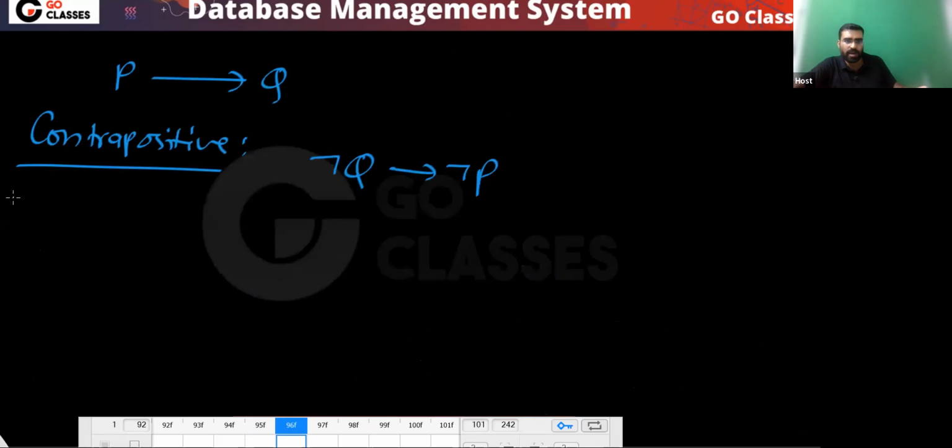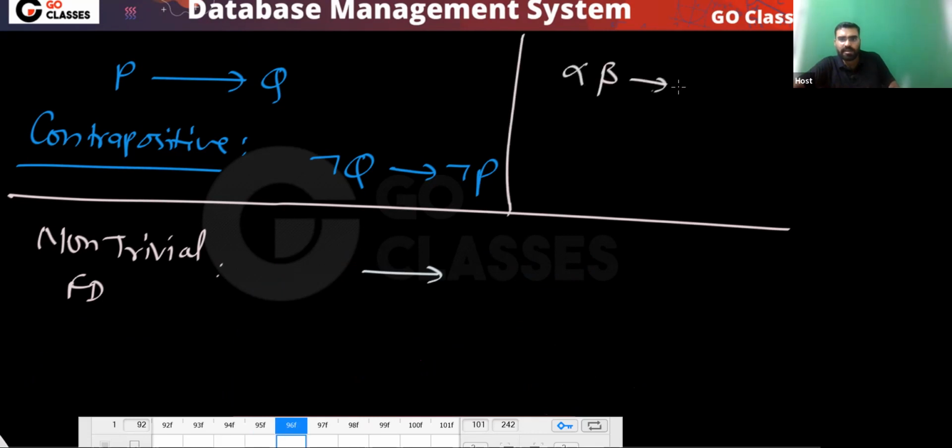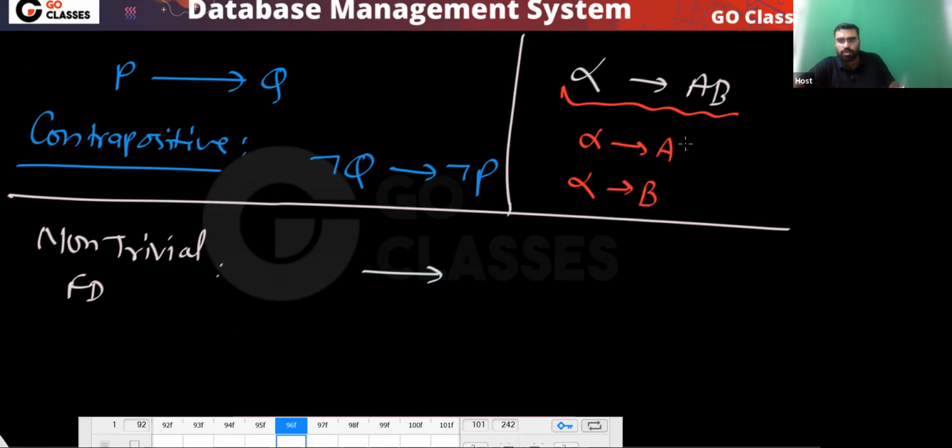Now, this is very easy to prove. Why? Assume there is a non-trivial FD. Then you can assume this type of FD where something is determining some attribute. Because you already know that if you have alpha determining AB, you can write it as alpha determining A, alpha determining B. So this is if and only if.